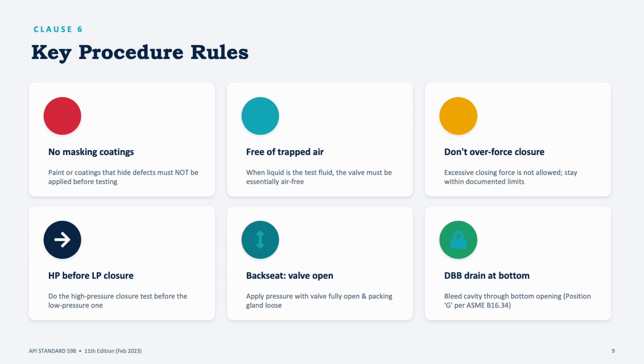For the backseat test, check the condition of the valve open: apply pressure with the valve fully open and packing gland loose. Regarding DBB, drain at the bottom, bleed the cavity through the bottom opening, position G and H per ASME B16.34.